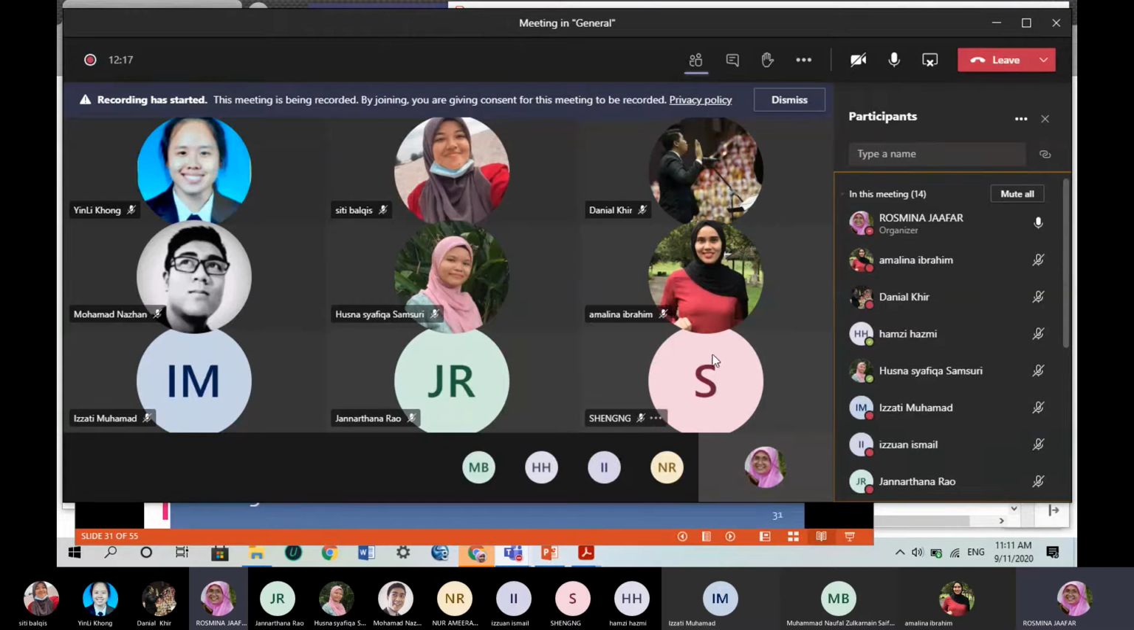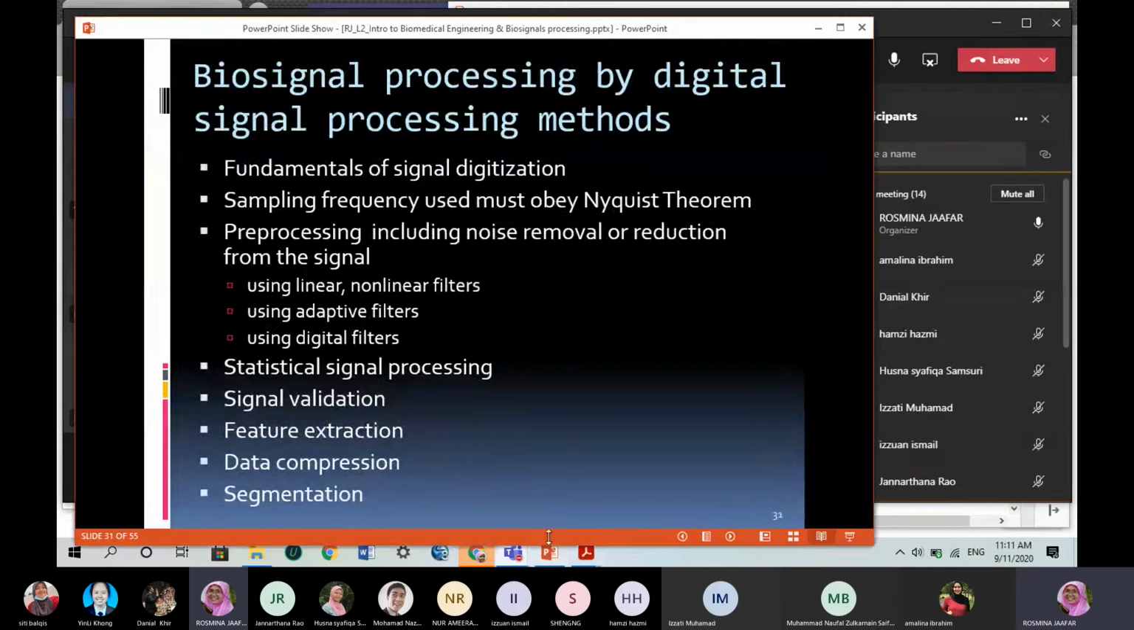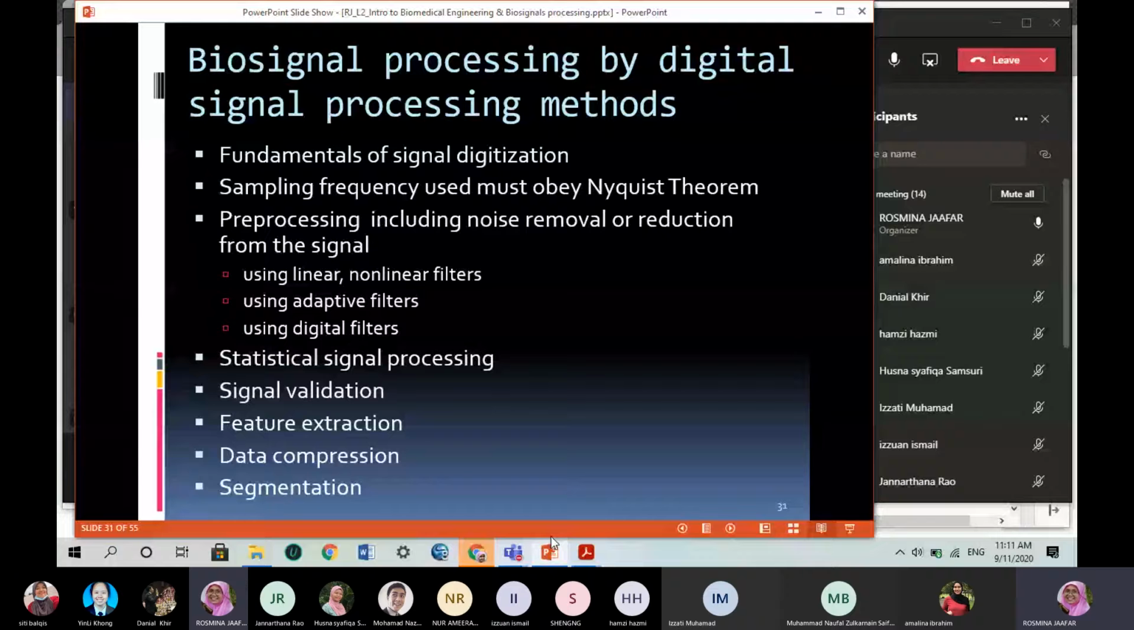Okay. All right. We continue from previous lectures. So much that we have discussed on examples of many biosignals. So the main part here is to do the signal processing.